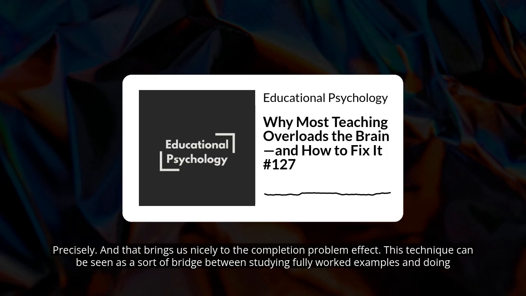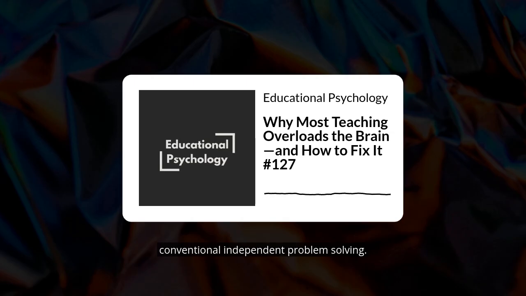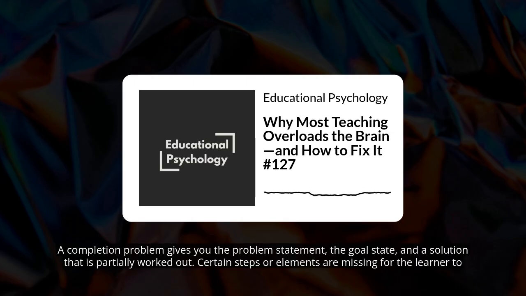Precisely. And that brings us nicely to the completion problem effect. This technique can be seen as a sort of bridge between studying fully worked examples and doing conventional independent problem solving. A bridge. How does that work? A completion problem gives you the problem statement, the goal state, and a solution that is partially worked out.